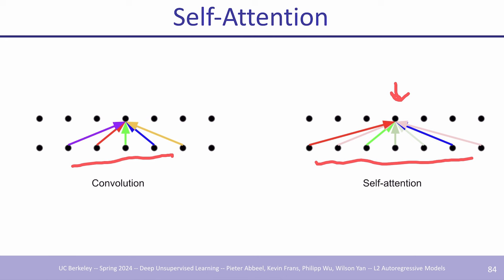Is this supposed to represent the weighting? Yeah, I guess it could represent the weighting. For convolutions, it'd be the value of the parameters. And then for self-attention, the attention scores.